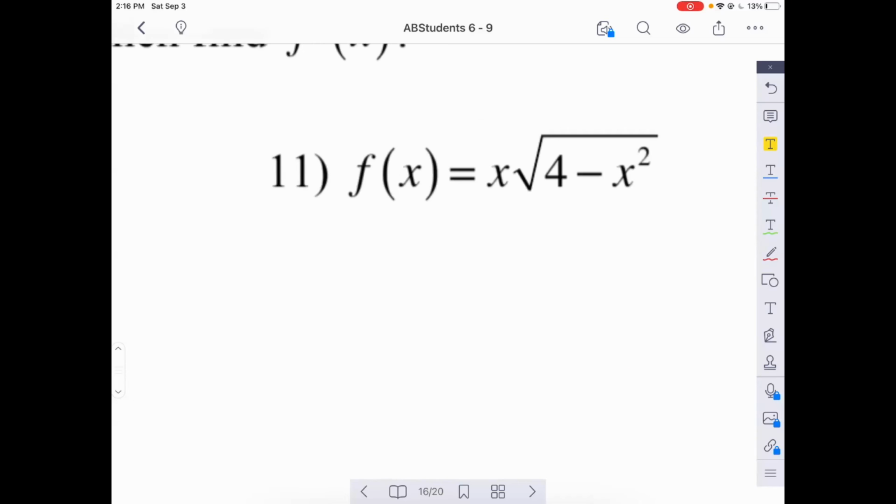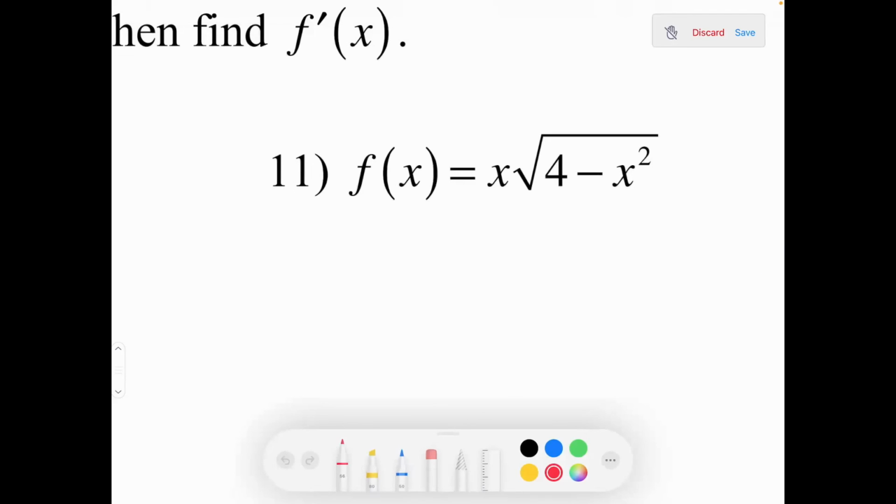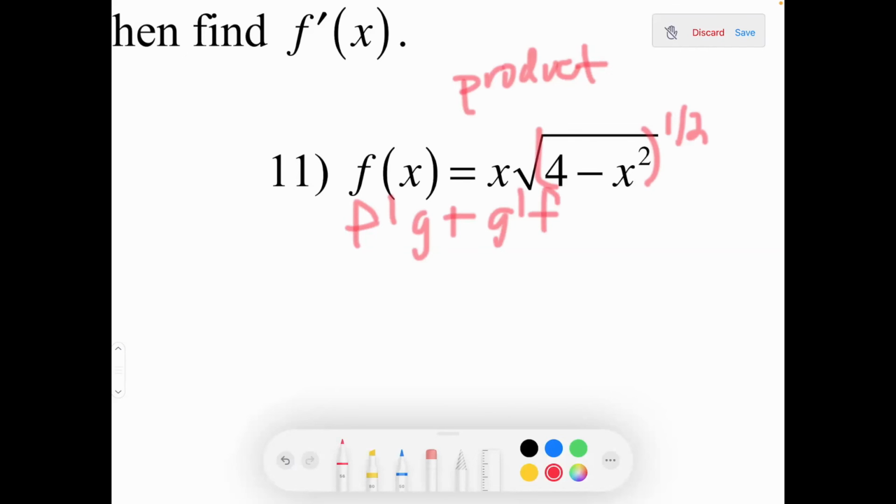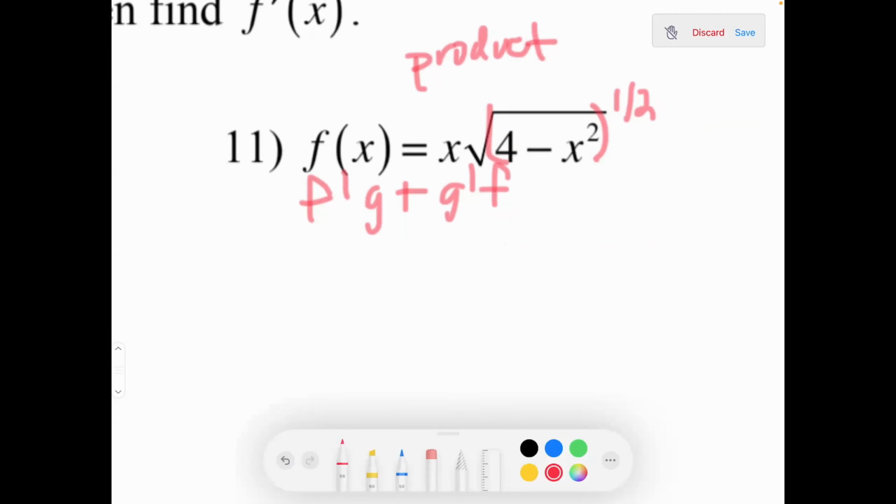And the number 11. Number 11 is product rule, because we have an expression times an expression. This 4 minus x squared is really to the 1/2 power. So we're looking at product rule, f prime g plus g prime f, or however you want to remember that. Derivative of x is just 1, so f prime of x would be equal to 1. We're not going to change the 4 minus x squared under the square root. And then we're going to add g prime.